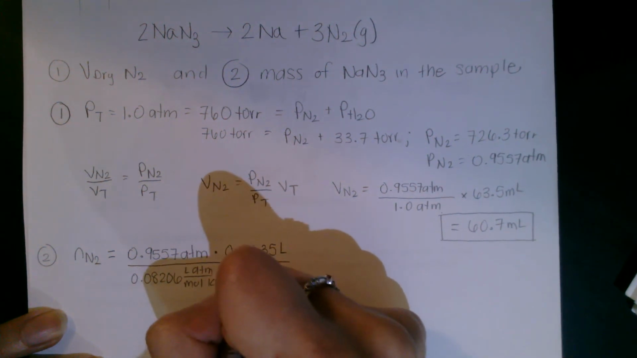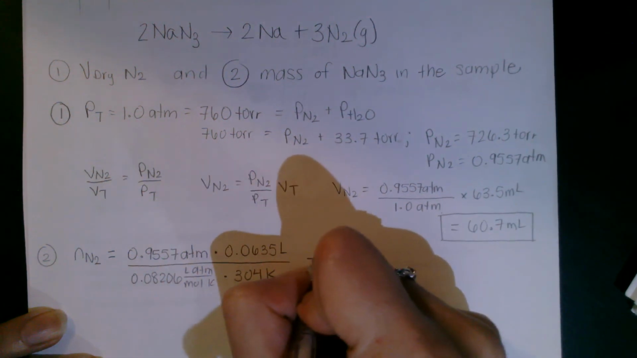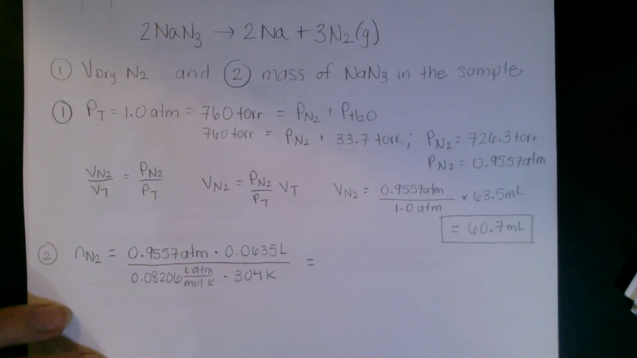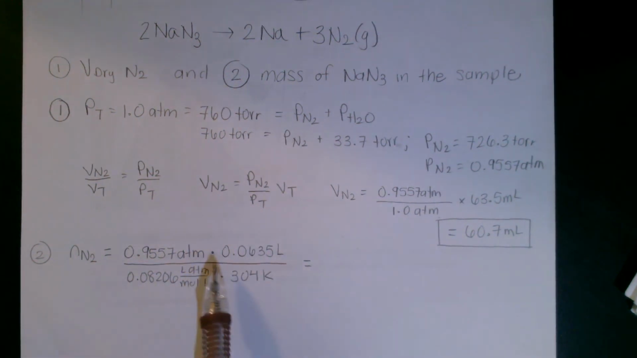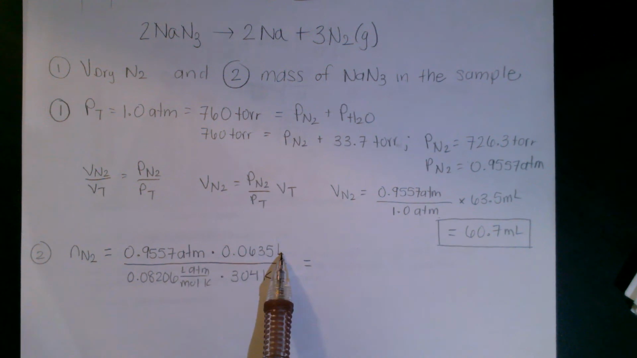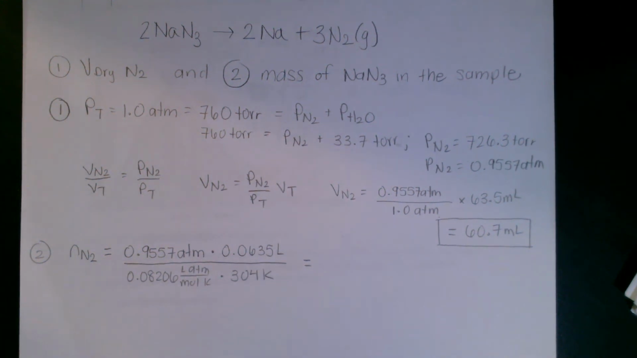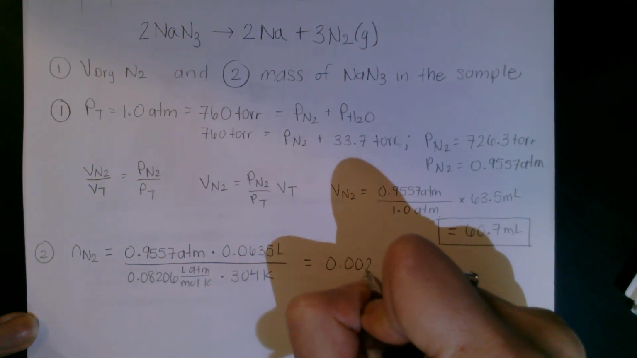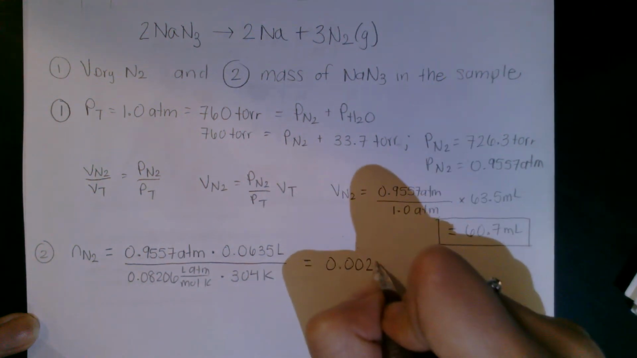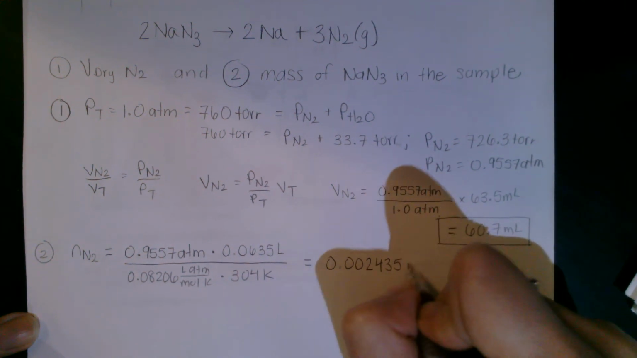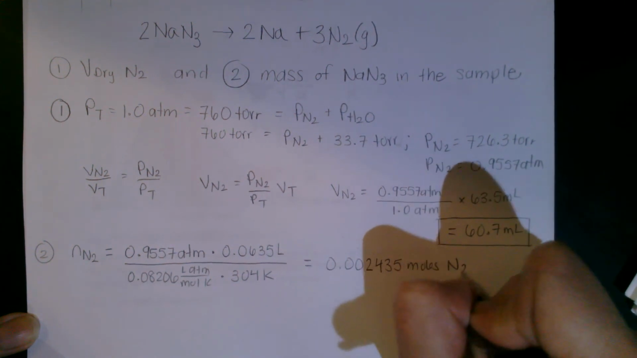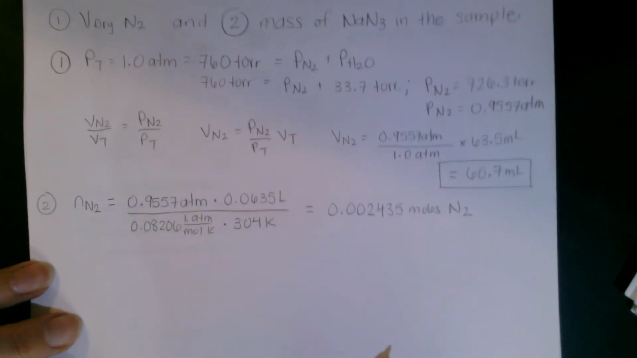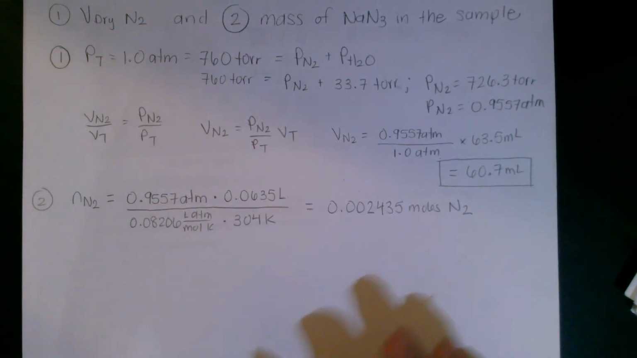So that's 304 Kelvin. If we solve for moles, all of our units cancel: atmospheres cancel, liters cancel, Kelvin cancels, and we're just left with moles. When we solve, I got 0.002435 moles of N2. So in that gas mixture, we had 0.002435 moles of just N2.